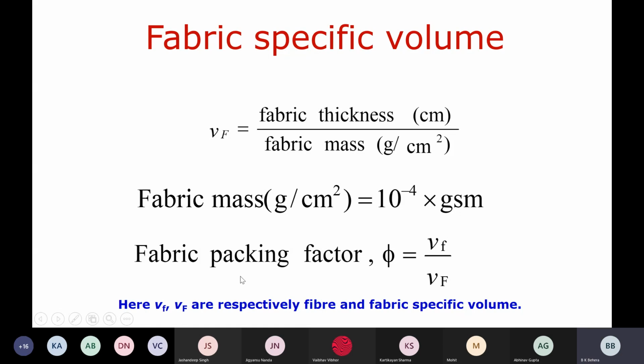Fabric packing factor is just like yarn packing factor. I have explained yarn packing factor in the tutorial class. It is the sum total of cross-sectional areas of all the fibers in the cross-section divided by the total area of the cross-section of the yarn. Similarly here, fabric packing factor, which you can find out if you know the specific volume of fiber and the specific volume of the fabric.